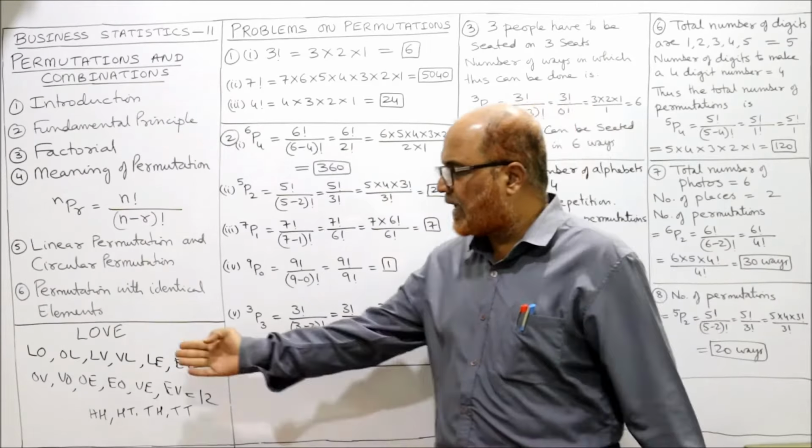Out of 4 alphabets, we are selecting only 2 alphabets. So 2 and 4 are very small figures, so we can easily list down the possibilities. But imagine when we have to select 11 numbers out of a total of 40 numbers.